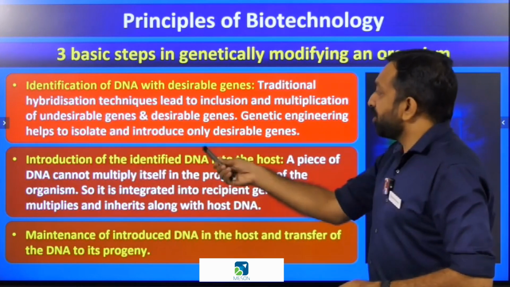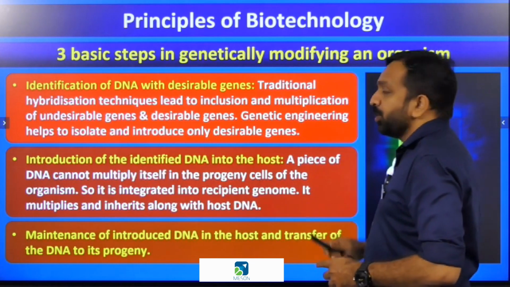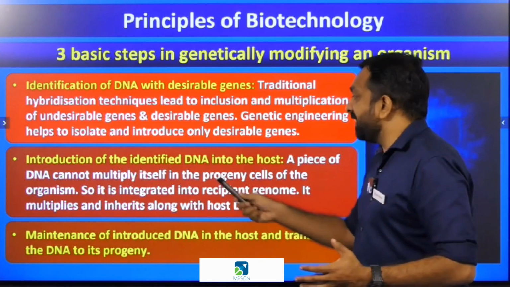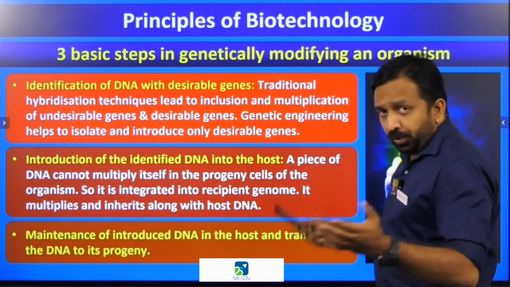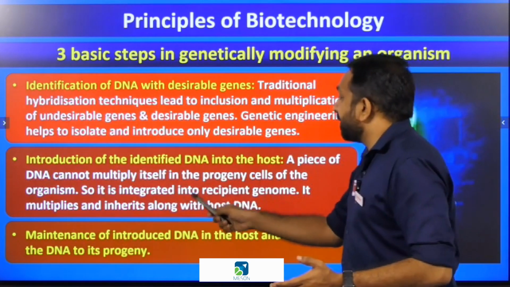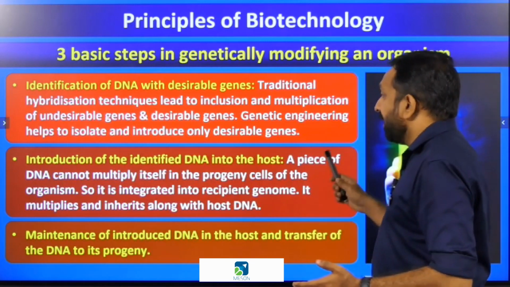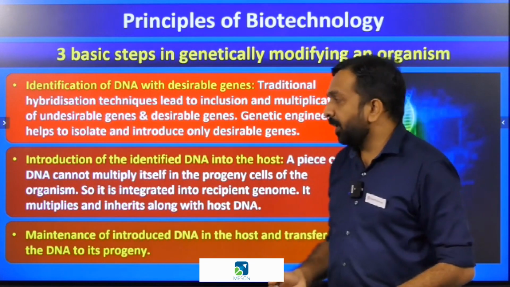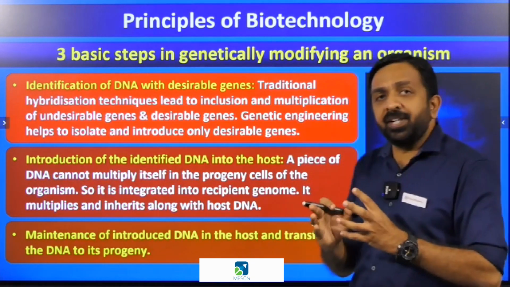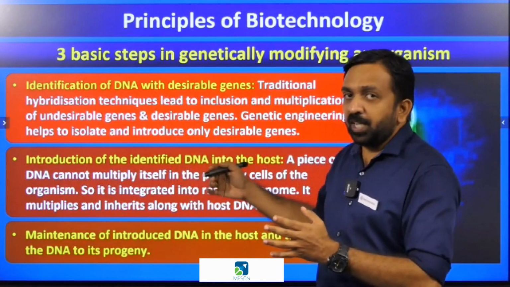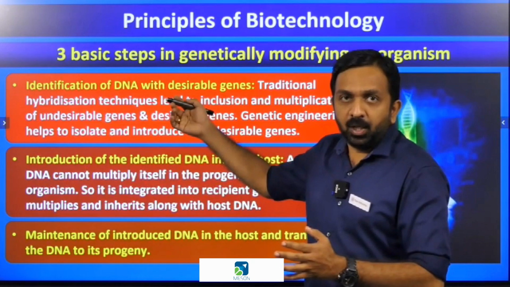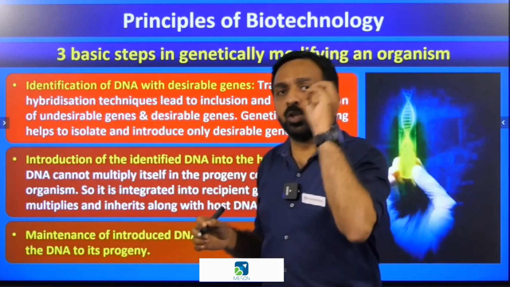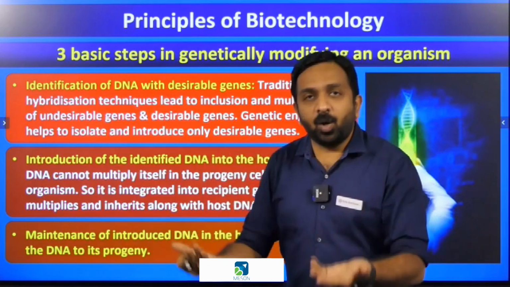Second point, introduction of identified DNA into its host. A piece of DNA cannot multiply itself in the progeny cells of the organism, so it is integrated into the recipient genome. It multiplies and inherits along with its host DNA. The identified DNA means the desired gene which we discussed previously. That identified DNA is introduced into the host and it is multiplied along with the host.